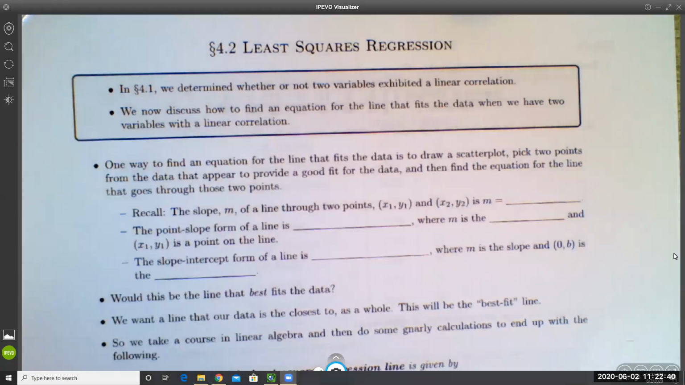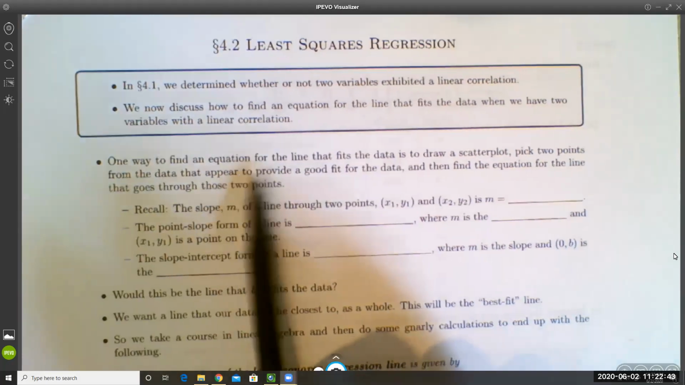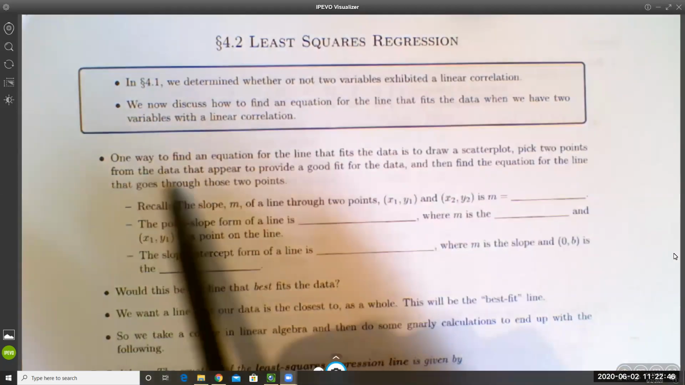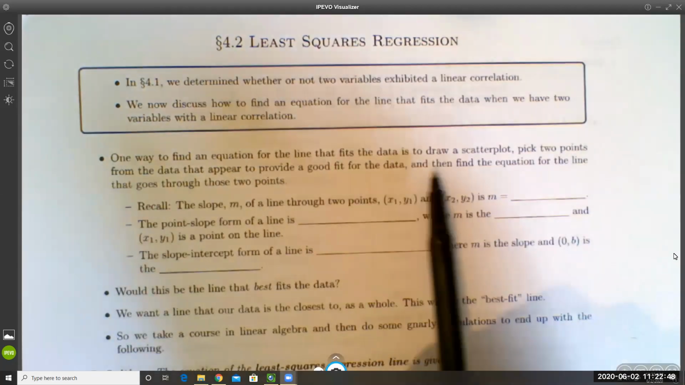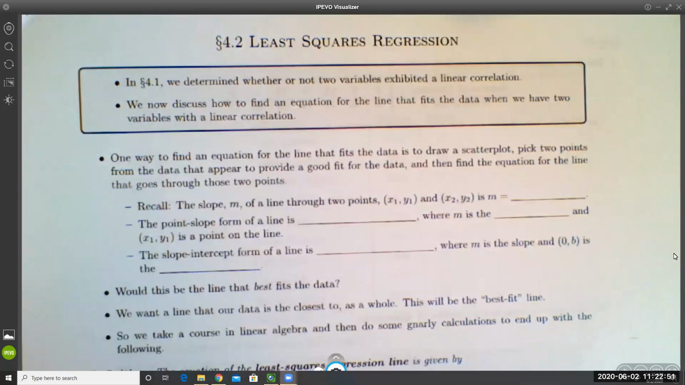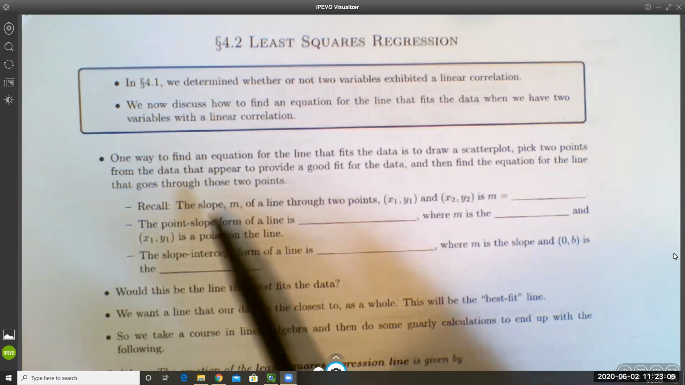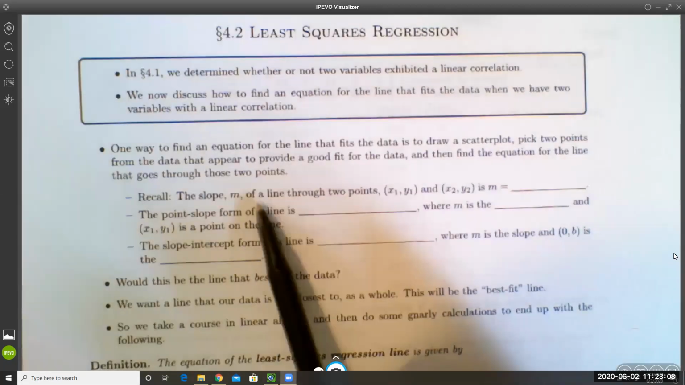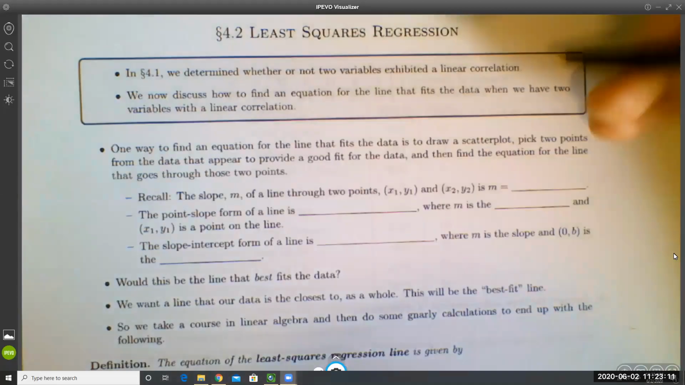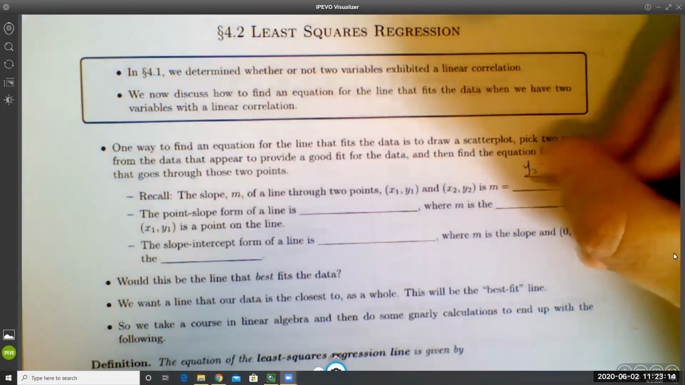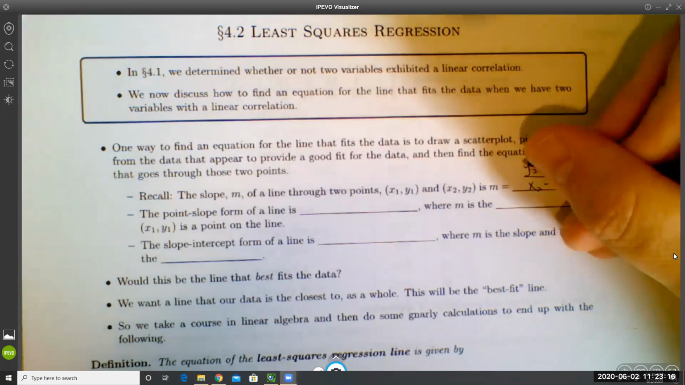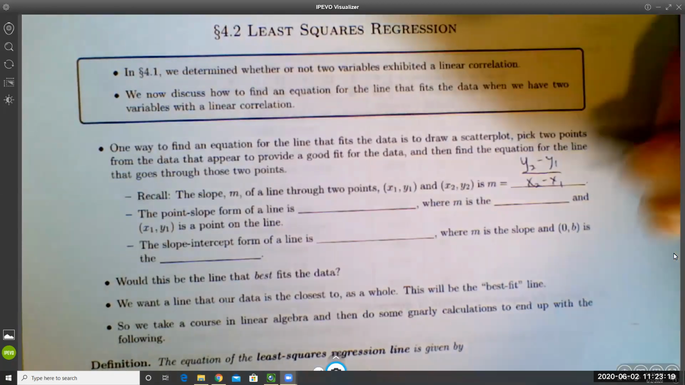So one way that we could go about finding the equation for the line would be to draw a scatter plot, pick 2 points from the data that appear to have a good fit for the data, and then find the equation for the line that goes through those 2 points. And if you wanted to do that, you could tie in your old algebra skills from your high school days, and recall that we usually use the letter m to represent slope. And the slope m of a line through 2 points, (x1, y1) and (x2, y2), is (y2 minus y1) over (x2 minus x1). I'm not actually going to do any examples because you should be experts at this.